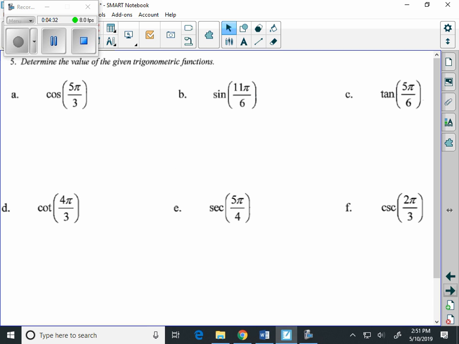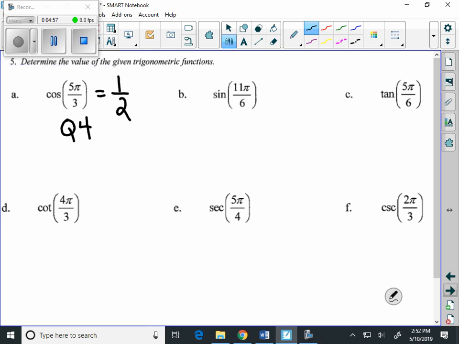Again, unit circle. Do you need to go back and look at your unit circle? Do you need to refresh your memory on the hand if that was one of the techniques that you used? Remember to use your left hand. But the cosine of 5 pi over 3 is 1/2. And by the way, 5 pi over 3 is in quadrant 4, and cosine's positive in quadrant 4.